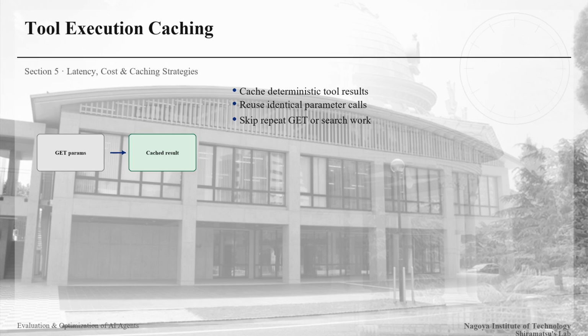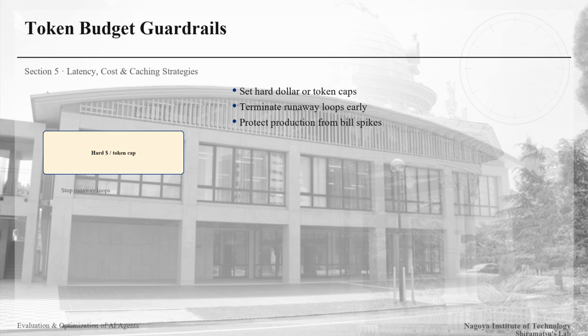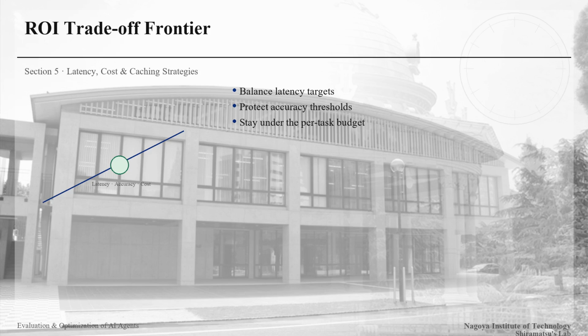Tool caches reuse deterministic results for identical parameter calls, such as repeated GET requests. Model tiering routes simple steps to small models and reserves large models for complex reasoning. Token budget guardrails terminate runaway loops before they exceed a preset spend threshold. The ROI frontier is the sweet spot between latency, accuracy, and per-task token budget.